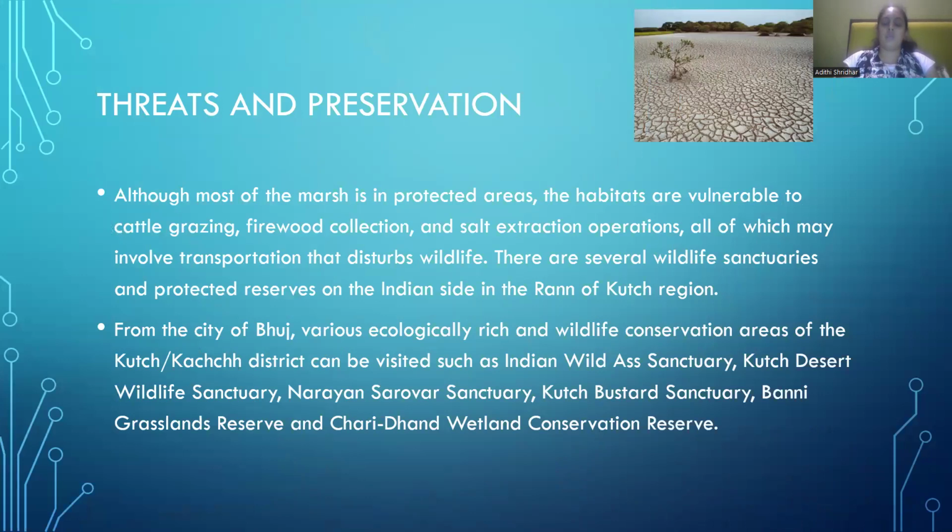Threats and preservation. Although most of the marsh is in protected areas, the habitats are vulnerable to cattle grazing, firewood collection, and salt extraction operations, all of which may involve transportation that disturbs wildlife. There are several wildlife sanctuaries and protected reserves on the Indian side in the Rann of Kutch region.